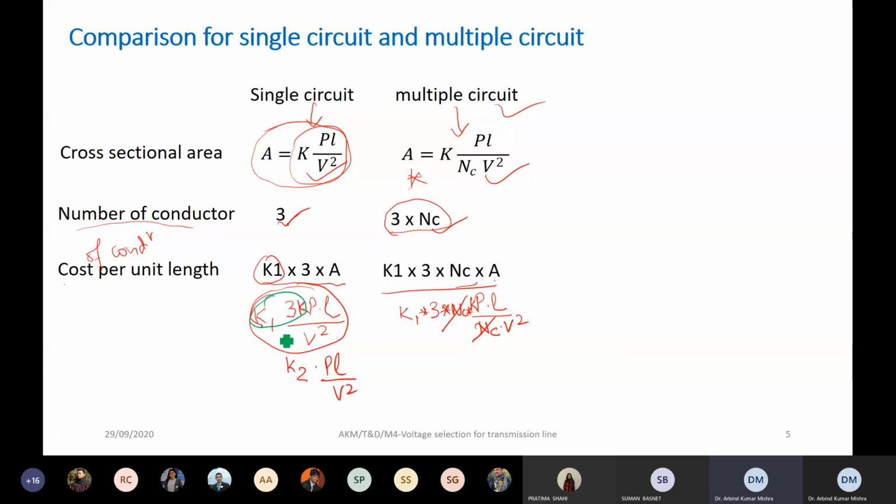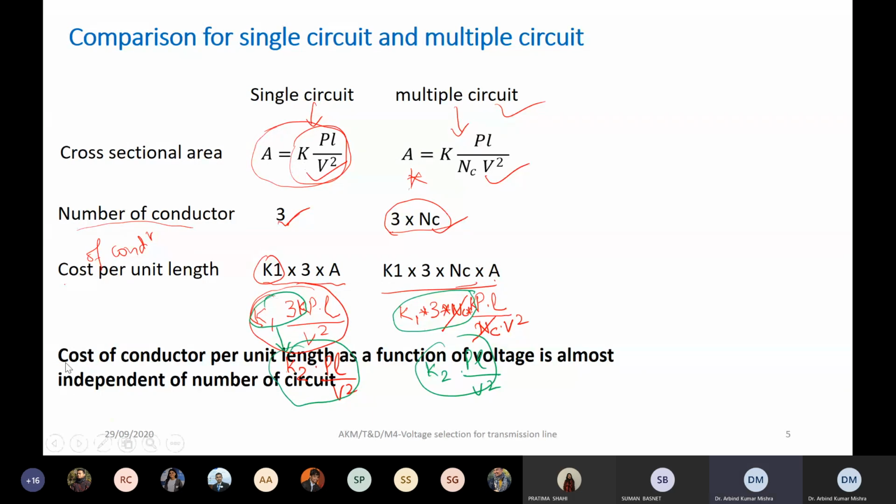This is the K2, just indicating that it is proportional, not an exact value, just like K1, K2 and others. Similarly here, this quantity will be K2 into PL by V square. So very interestingly, what we have found is that the cost of conductor per unit length as a function of voltage is almost independent of the number of circuits.